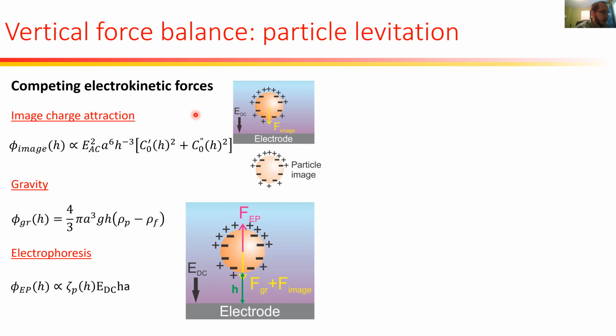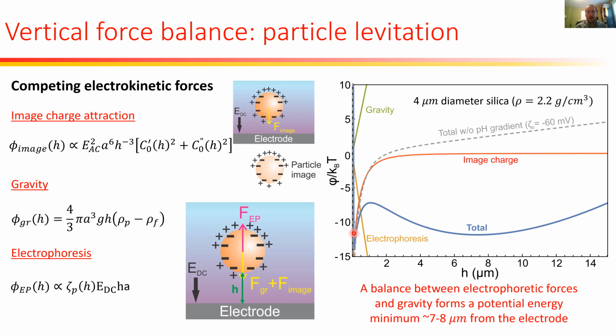I think in the interest of time, I'll go quickly over this. In the vertical direction, really we're balancing gravity, which is pulling the particles down, and electrophoresis pushing the particles away from the electrode. And it turns out that if we do the calculation of the interaction potential between the particle and the electrode, we find that with benzoquinone, with our pH gradient, we have this nice potential energy minimum around 8 microns, which is about where the silica particles sit when we apply an electric field with benzoquinone.